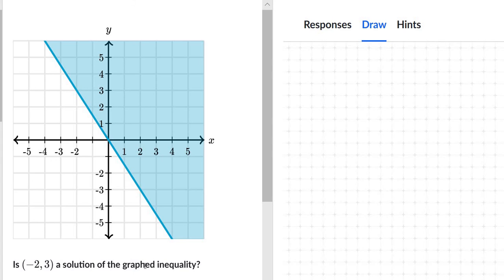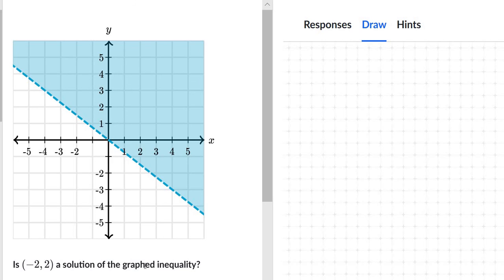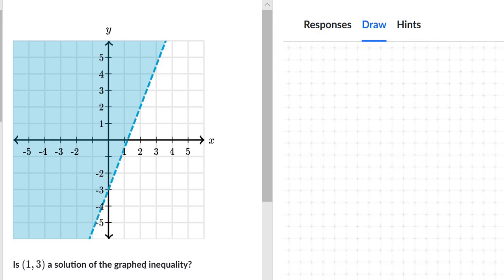Negative 2, 3. That means 2 to the left and 3 up. 1, 2, 3. This is also on the line, but here it's a solid line, so this would be a solution to the inequality. Negative 2, 2. So that's 2 to the left and 2 up. That is within the region. Last one of these. 1, 3. 1 to the right and 3 up. That clearly is within the inequality.